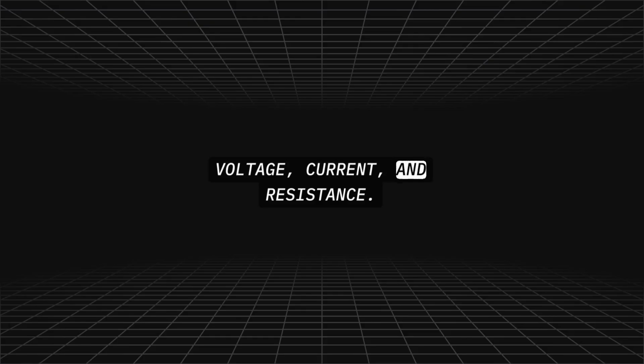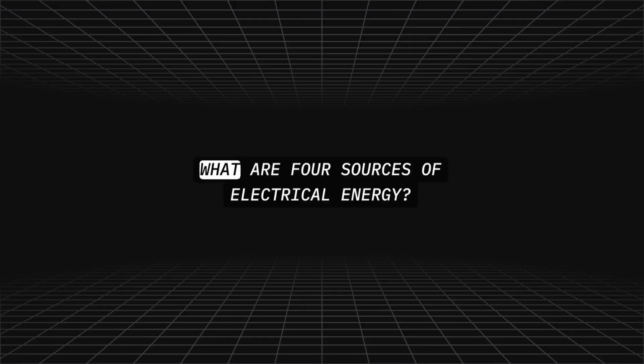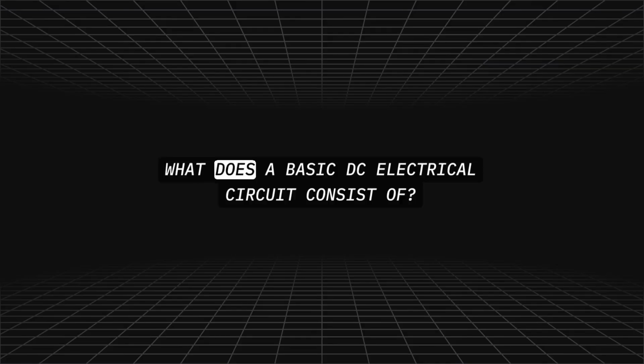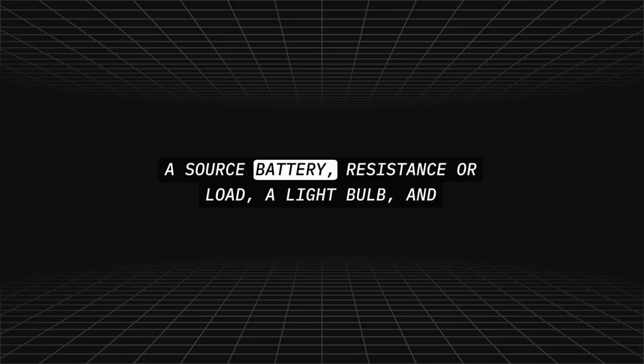Voltage, current, and resistance. What are four sources of electrical energy? Thermal, light, pressure, and chemical. What does a basic DC electrical circuit consist of? A source, battery, resistance or load, a light bulb, and conductors, wires.